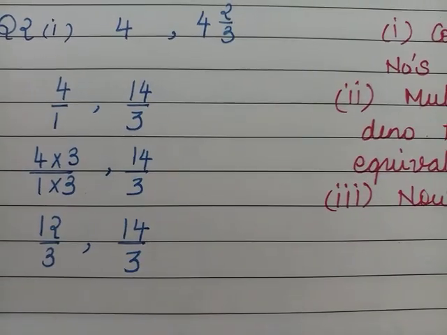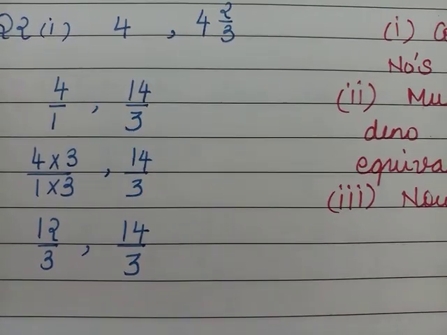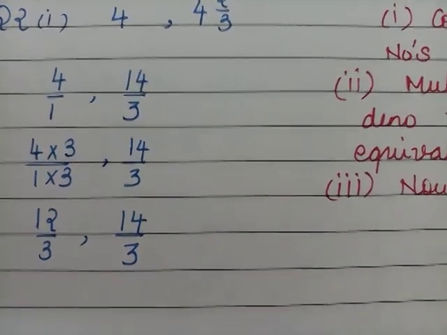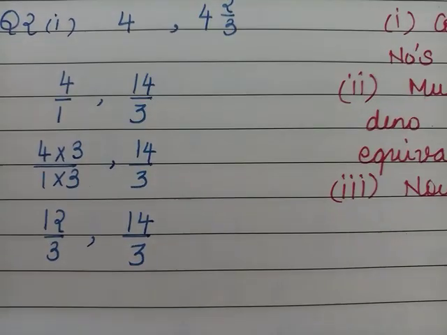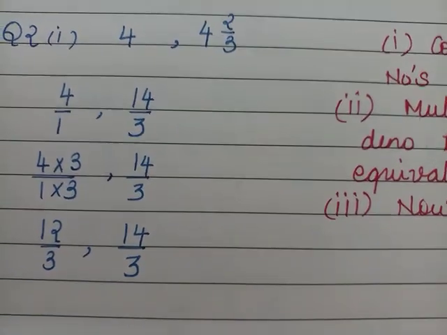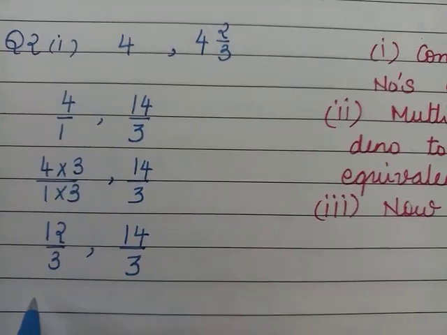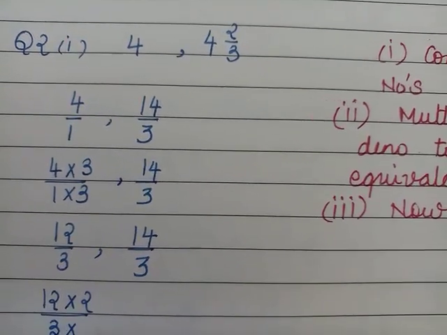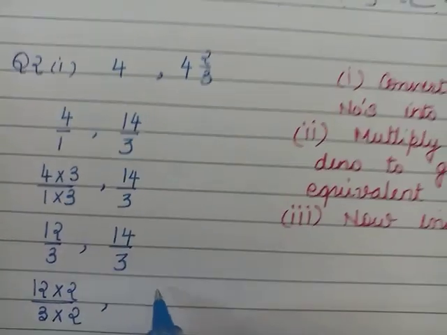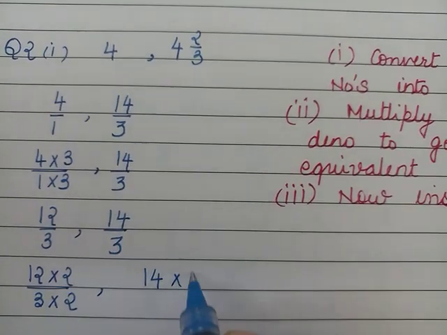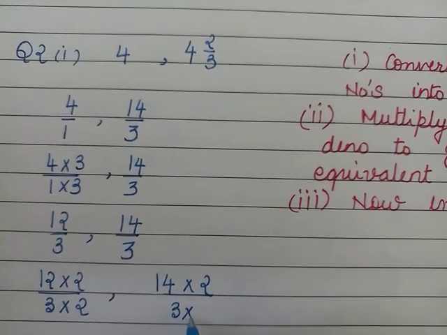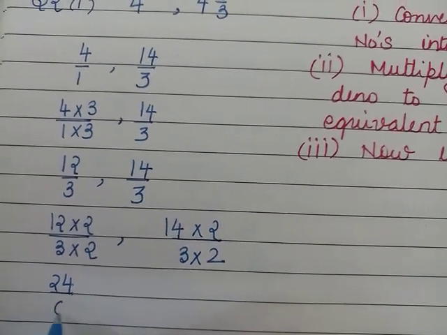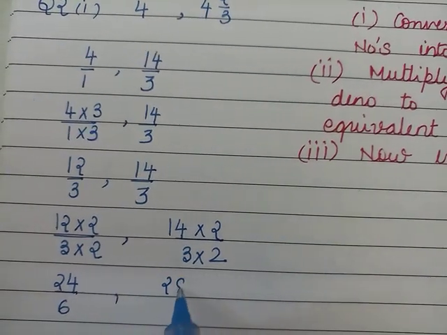Between 24 and 28, can we insert 3? So we can insert after 24, 25, 26, 27, and then we have 28. So yes, we can insert 3 rational numbers after multiplying with 2. So I multiply 2 in the numerator as well as the denominator of the first rational number as well as in the second rational number. Okay, children? Then it becomes 24 by 6 and this becomes 28 by 6.